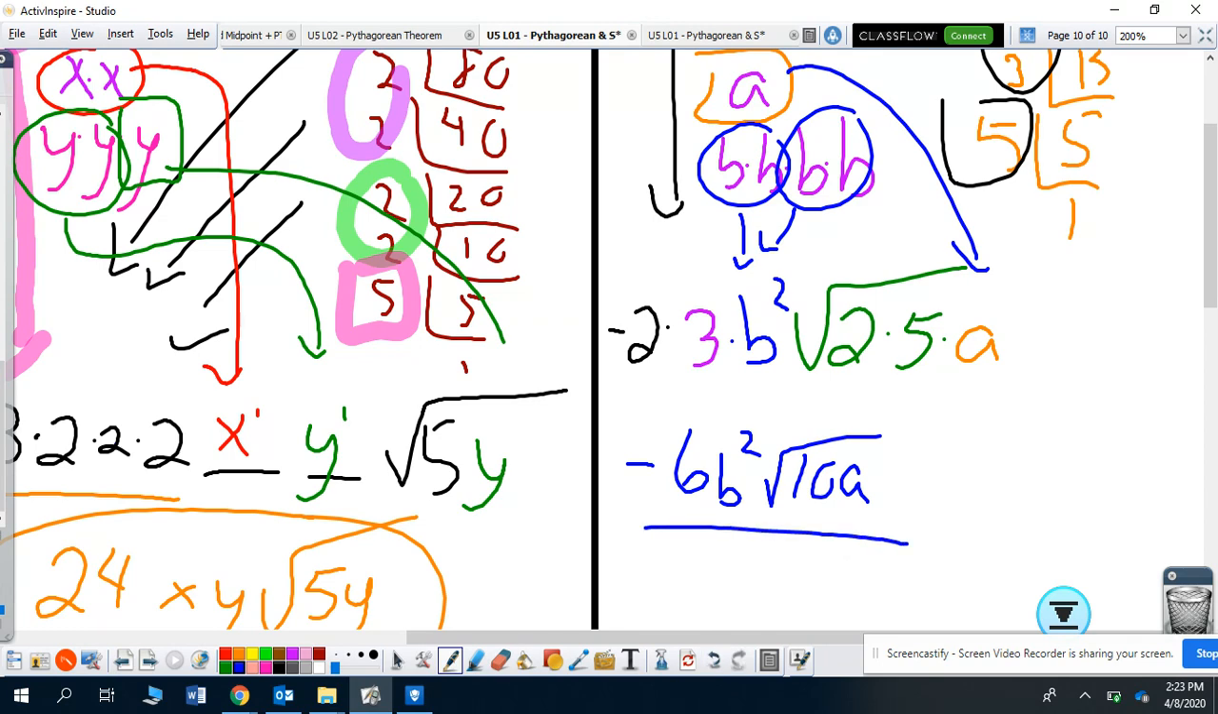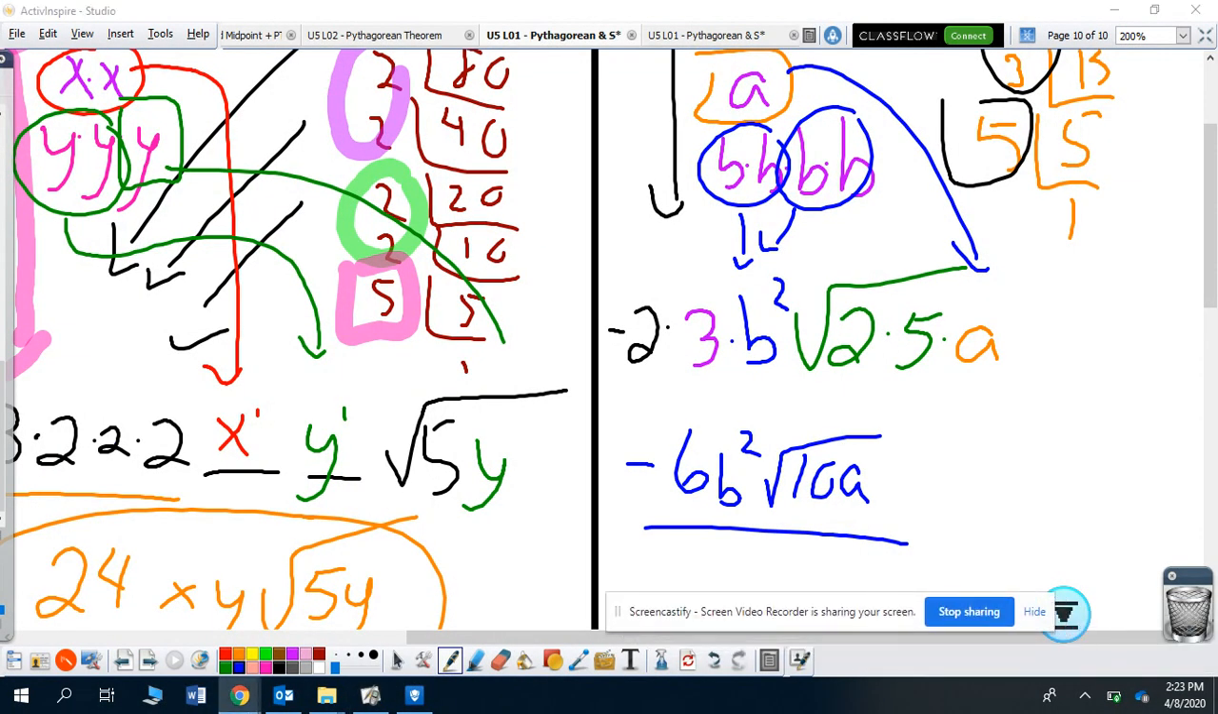So it's really important that we practice simplifying these square roots, as it'll come up, and we definitely have to practice it for today's lesson. Good luck, have fun.